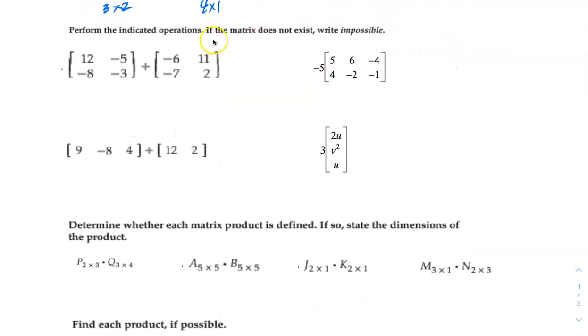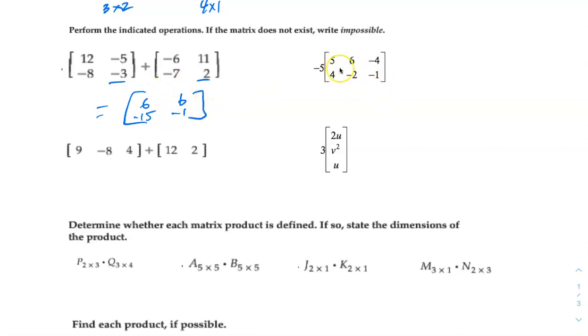For an indicated operation, if the matrix does not exist, it's impossible. So we're just going to do what it says. Here they want us to add them. Now remember, adding matrices, you literally just add the corresponding parts. So it's just like doing 4 math problems in one. So it will be 12 plus negative 6, which is 6. Negative 5 plus 11, which is 6. Negative 8 plus negative 17 is negative 15. And then negative 3 plus 2, so negative 1. And there we go. That's adding those two matrices.